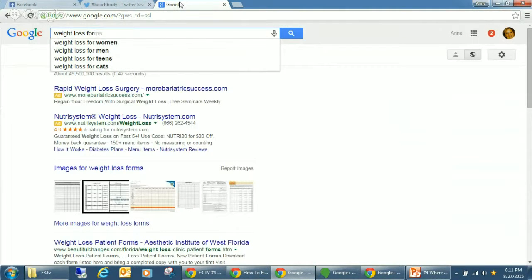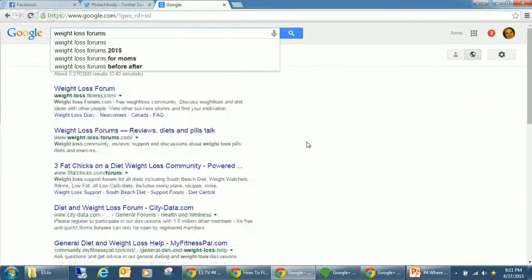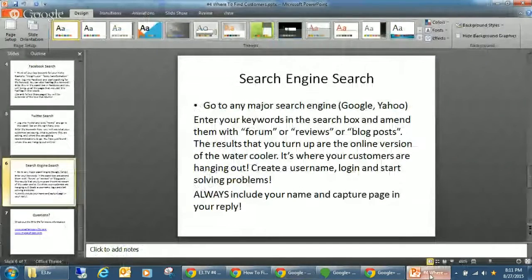So if you went back to the PowerPoint, you could see that go to any major search engine, which is Google or Yahoo. Enter your keywords in the search box and amend them with the word forum or reviews or blog posts. And the results that you turn up are the online version of the water cooler. It's what people are talking about. It's where the customers are hanging out. Get a username, log in, start solving problems.